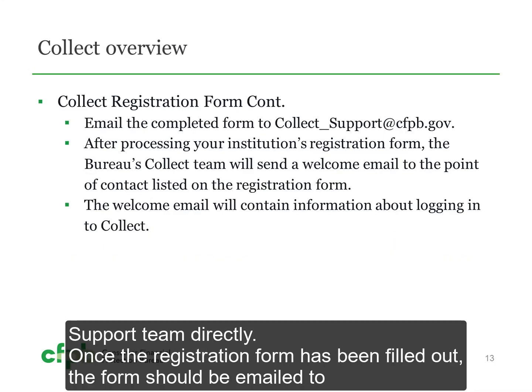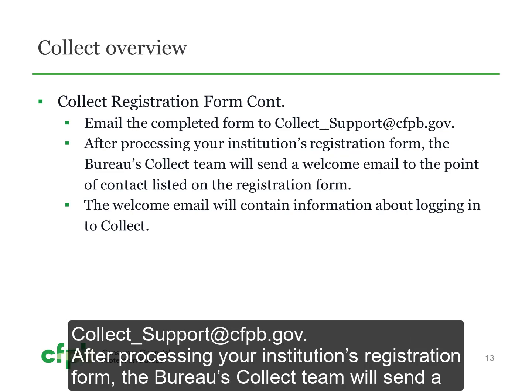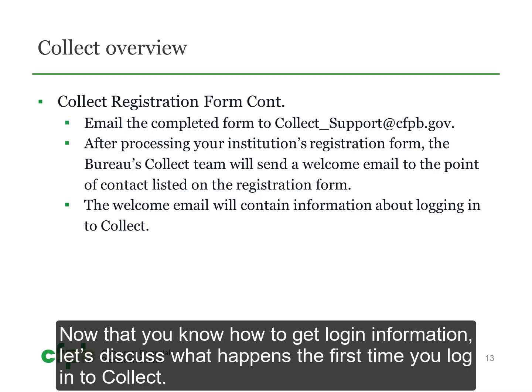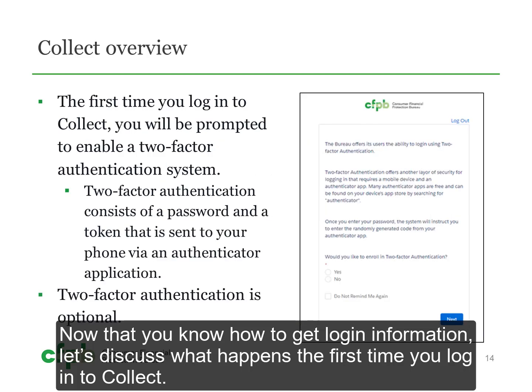Once the registration form has been filled out, the form should be emailed to collect_support@cfpb.gov. After processing your institution's registration form, the Bureau's Collect team will send a welcome email to the point of contact listed on the registration form. The welcome email will contain information about logging in to Collect. Now that you know how to get login information, let's discuss what happens the first time you log into Collect.